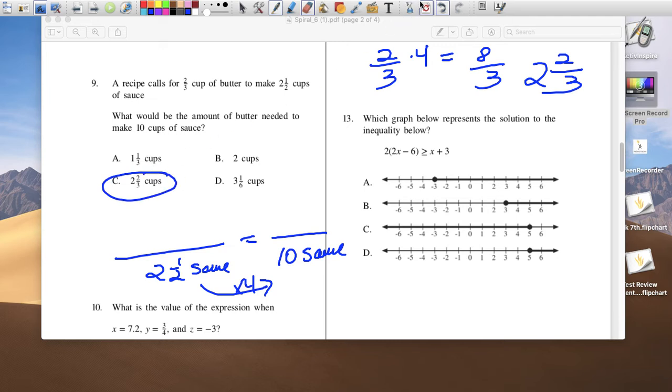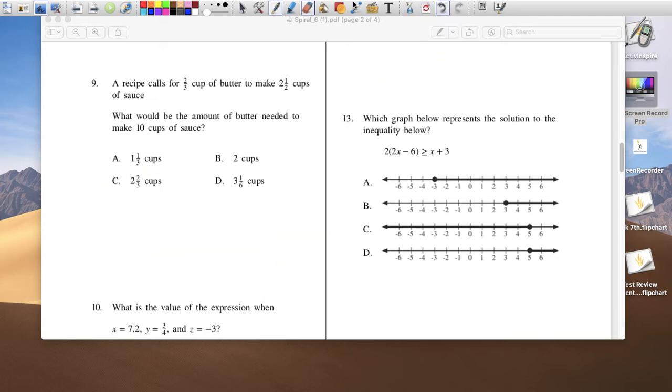10. We have to solve this first and then find a solution. Well, we don't have to. We could plug in a number, but let's just solve it anyway. So it's 2x minus 6 greater than x plus 3. So let's do the distributive properly. We get 4x, and then negative 12 greater than x plus 3.